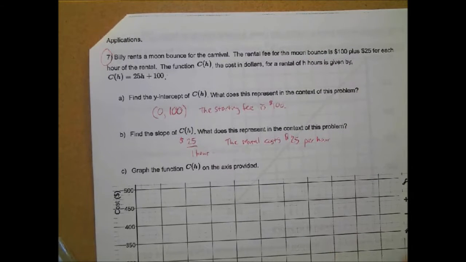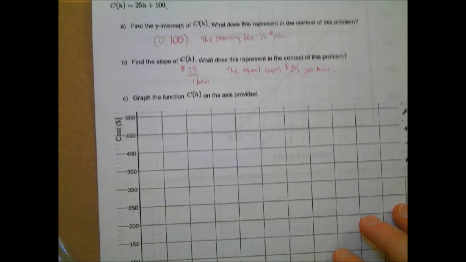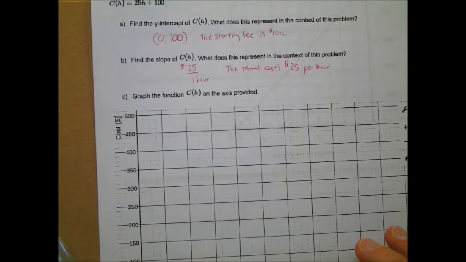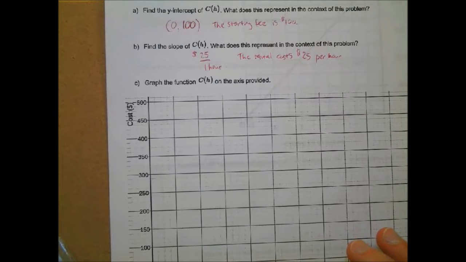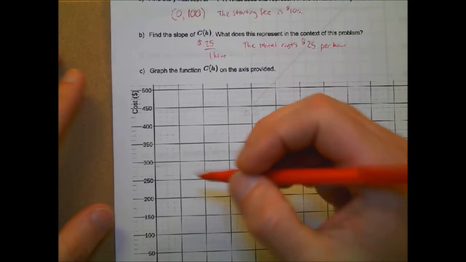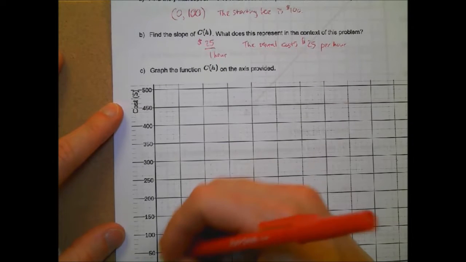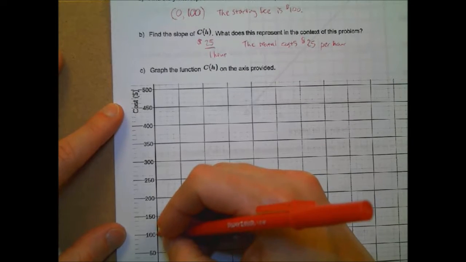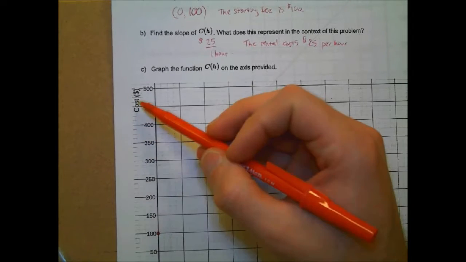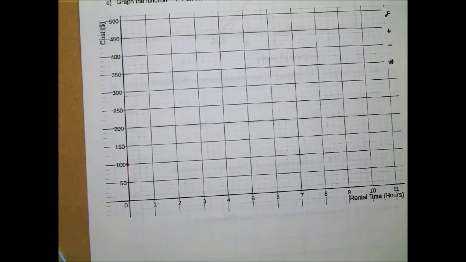All right. Now we're going to graph this thing. So let's see here. Live. We said our y-intercept was 100. So I'm going to go ahead and plot that point for us first. So there we go, (0, 100). You'll see they even have our axes labeled for us, cost and rental time right down here. And I put a big old point right here.